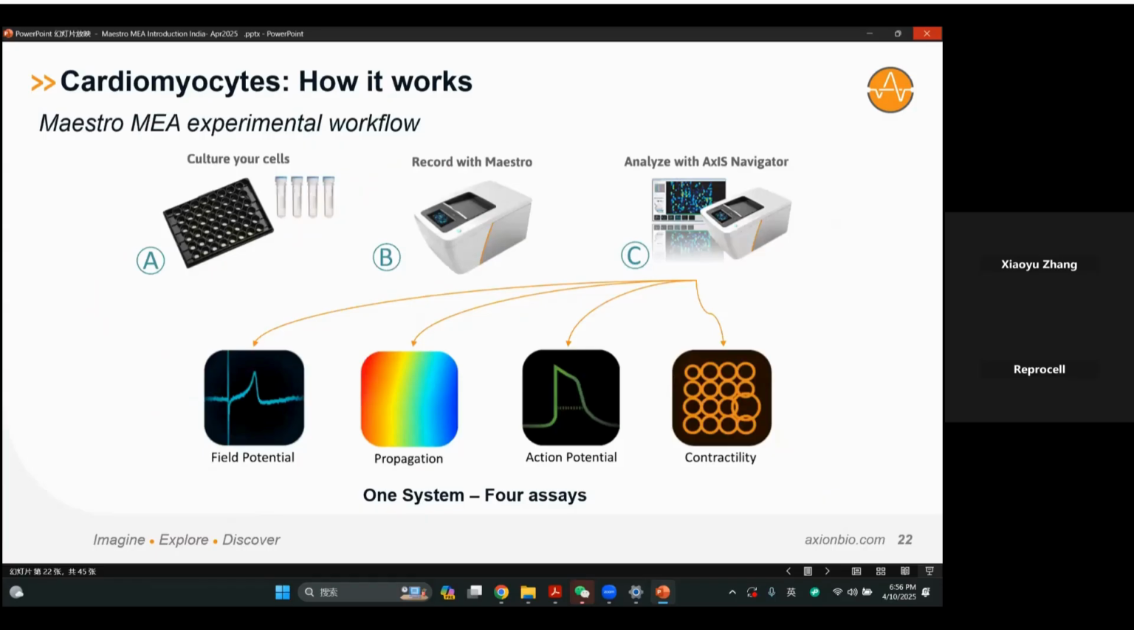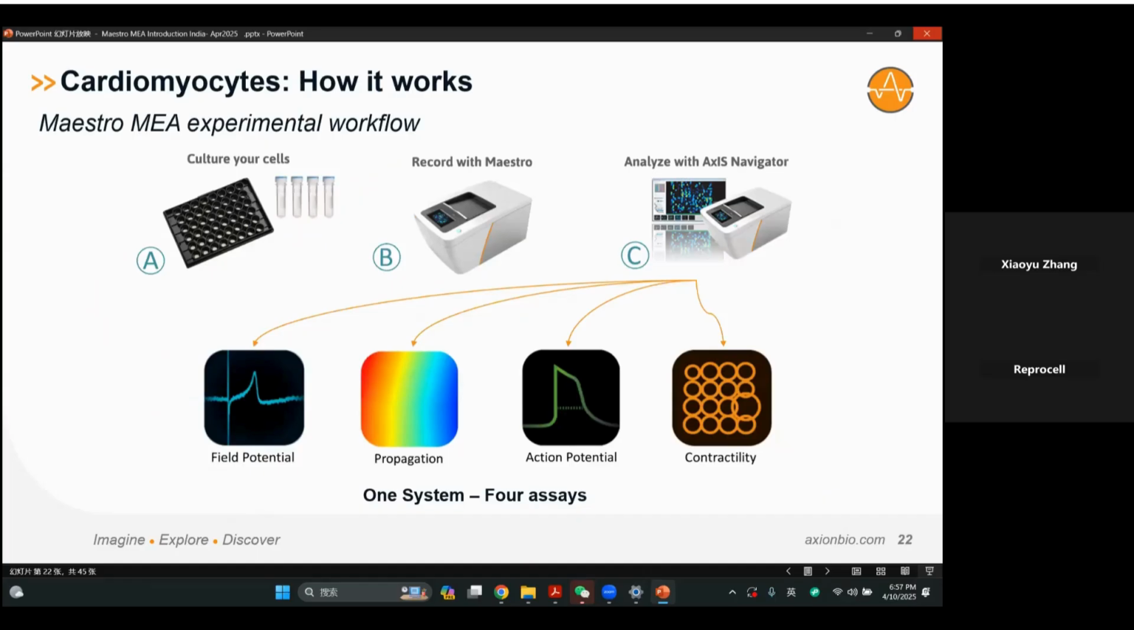And getting started with cardiac on our MEA system is as easy as it is with neurons. Just culture your cells in an MEA plate, load the plate in the system, and record and analyze the data with our software, AxIS Navigator.